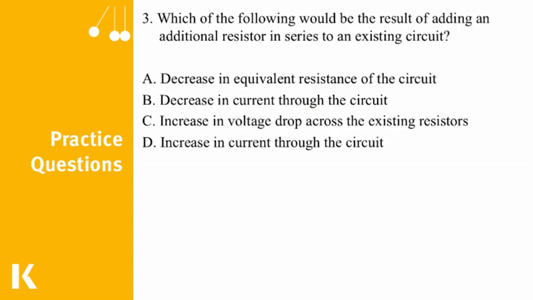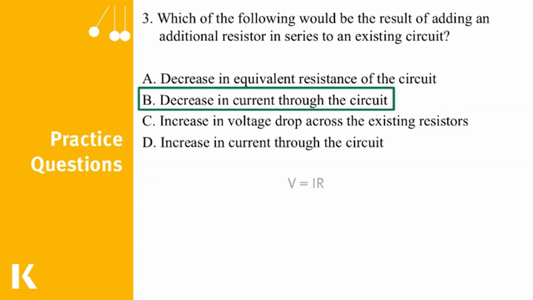Our third practice question wants to know about resistors arranged in series. The answer here should be B again. Given Ohm's law, voltage drop will be constant across resistors arranged in series, while resistance increases. In order to maintain the constant voltage, current therefore must decrease.